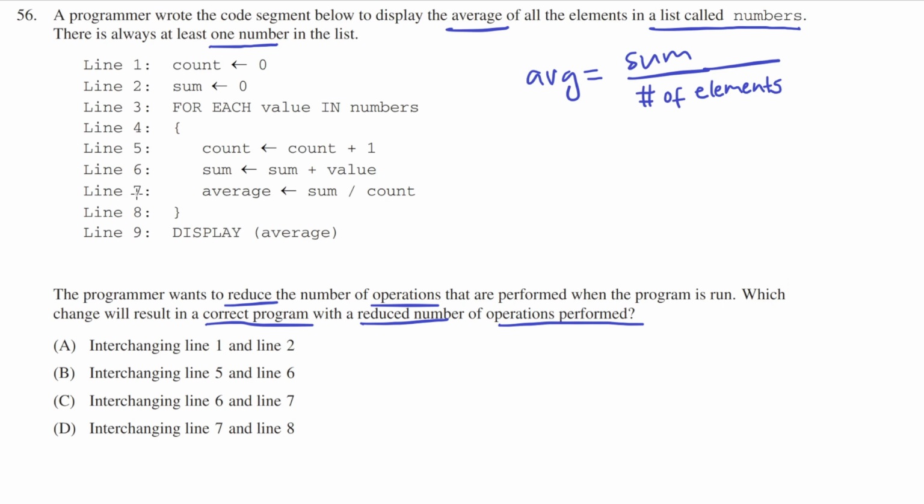So that means what we can do is interchange lines 7 and 8. This will move the curly brace up here and this line of code down here. So that way this line of code will be run after the for each loop calculates count and sum, and we'll simply use count and sum to find the average. So that means D is the correct answer.